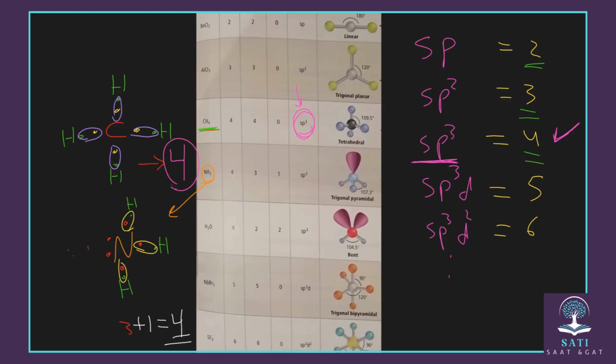If the total is 4, you go here now. Where is the total 4? Here is the total 4. So what type of hybridization is it? sp3. You're going to see it here, it is sp3. I hope now we understand how to find sp3.